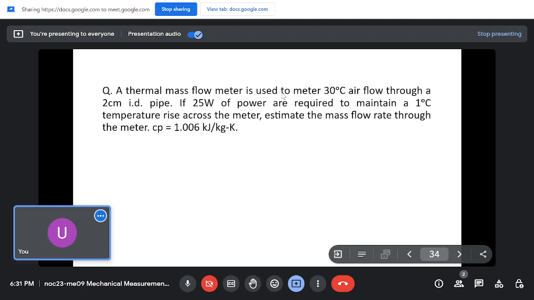So moving on to the next question, we have a thermal type mass flow meter. A thermal mass flow meter is used to meter 30 degree Celsius air flow through a 2 centimeter inner diameter pipe. If 25 watt of power are required to maintain a 1 degree Celsius temperature rise across the meter, estimate the mass flow rate through the meter. Cp is given as 1.006 for the air.